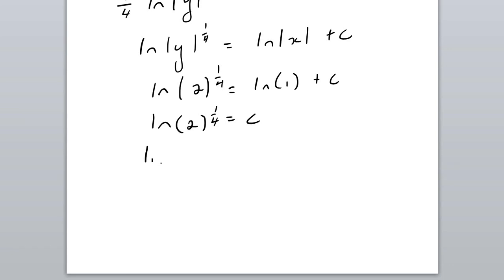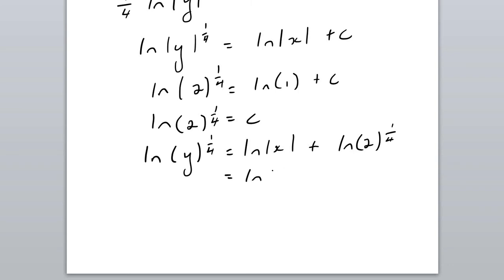So let's go and rewrite our equation. We have the natural log of y to the quarter is equal to the natural log of x plus the natural log of 2 to a quarter. Now, from my logarithmic laws, if there's a log plus a log, I can actually multiply. So this is going to be the same as the natural log of x multiplied with 2 to the quarter, and I have the natural log of y to the power of a quarter.